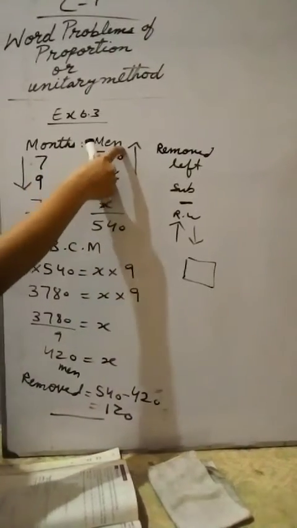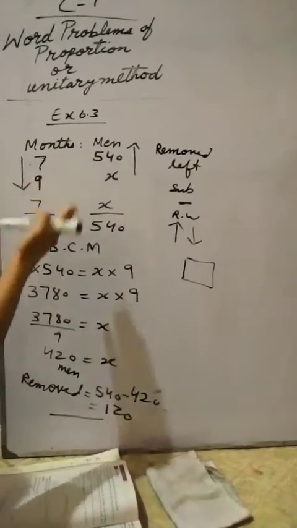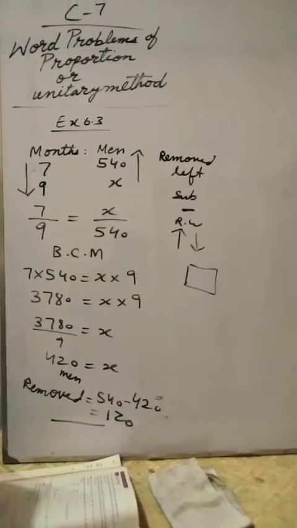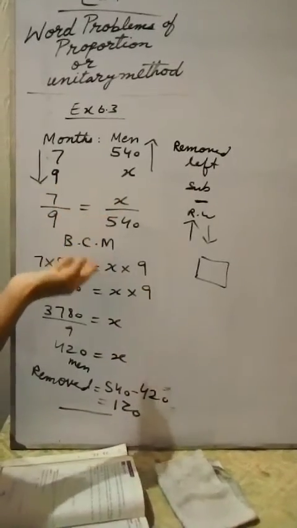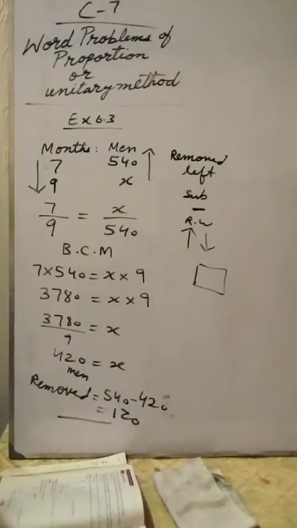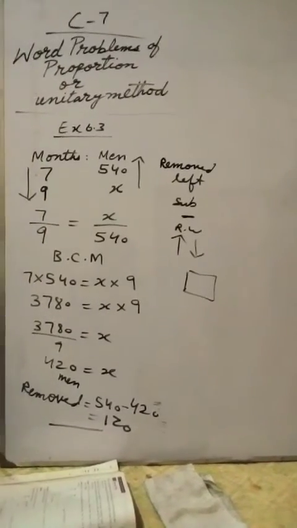So living things, time, distance with men, these kinds of things always have an inverse relationship. So 120 men should be removed from the required track or building. So these are the steps for solving the word problems of proportion or the unitary method.